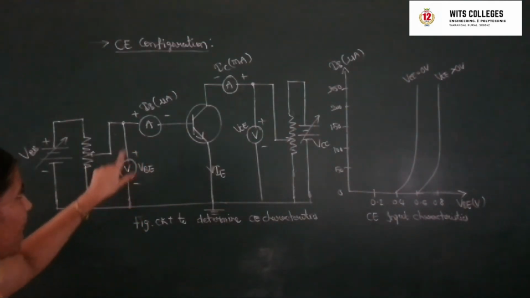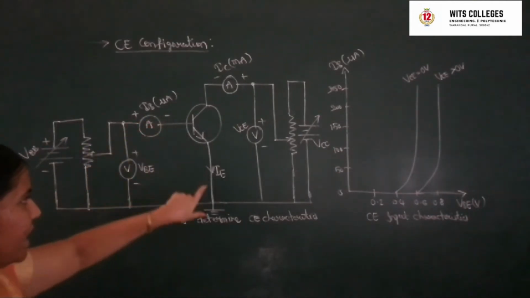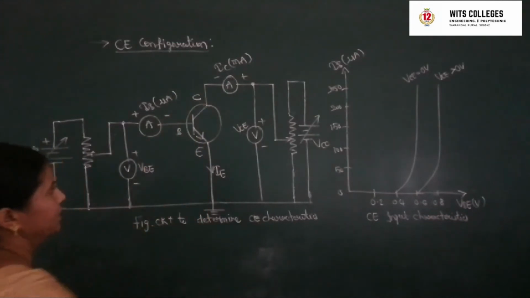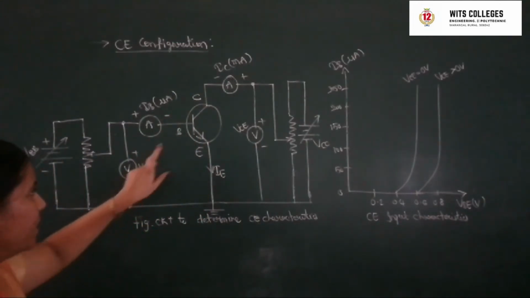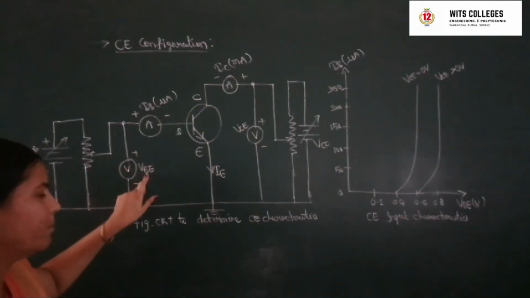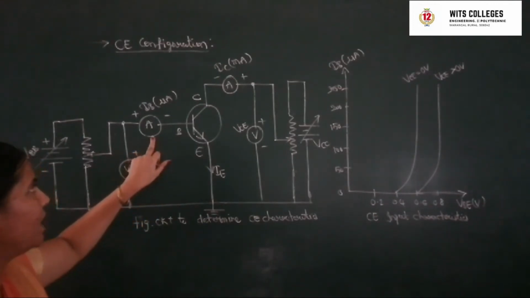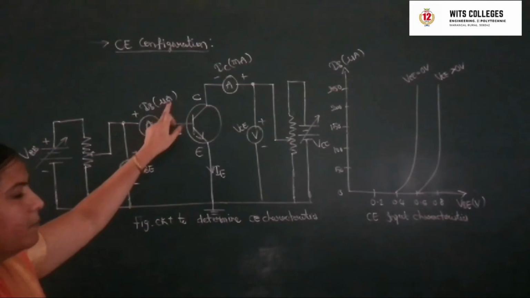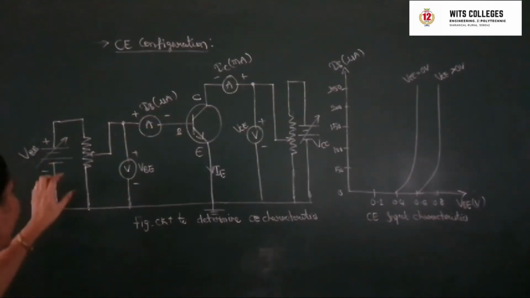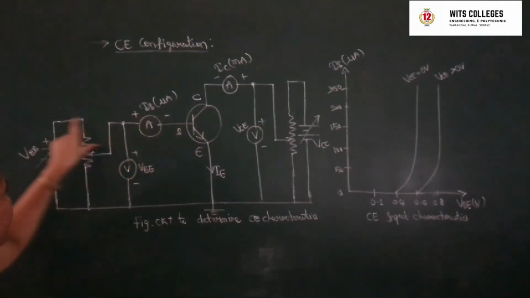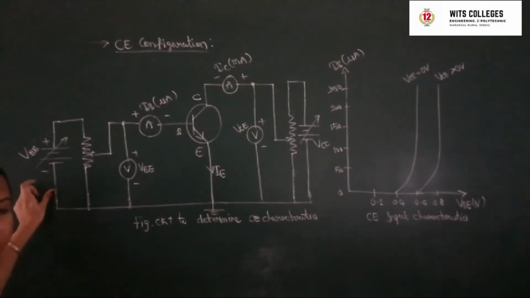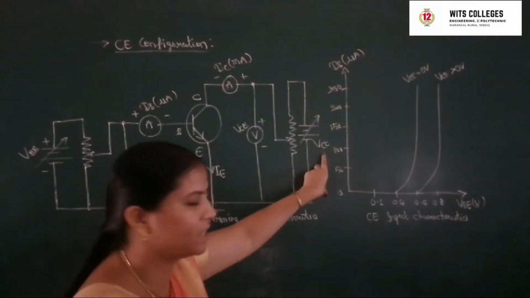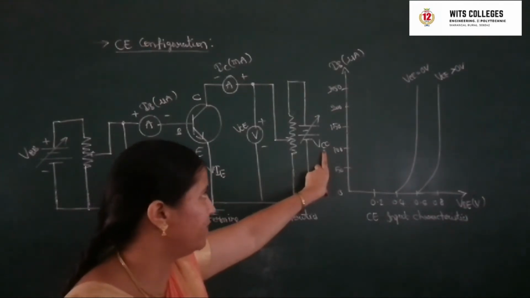This is the voltmeter connected between the base and emitter. This is the emitter, this is the base, this is the collector. Here we are connecting one voltmeter between the base and emitter, which is the base to emitter voltage VBE. One ammeter at the base terminal measures IB in terms of microamps. This is the power supply coming to the base terminal, that's why it is named the base power supply. And this is the collector supply VCC.